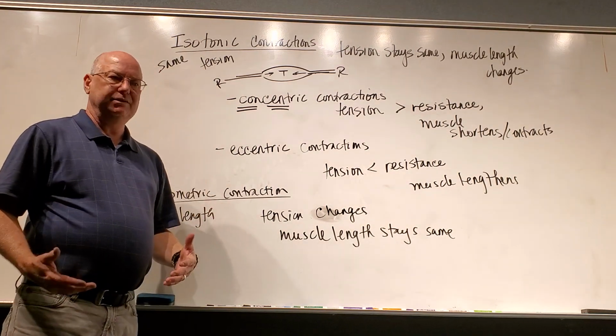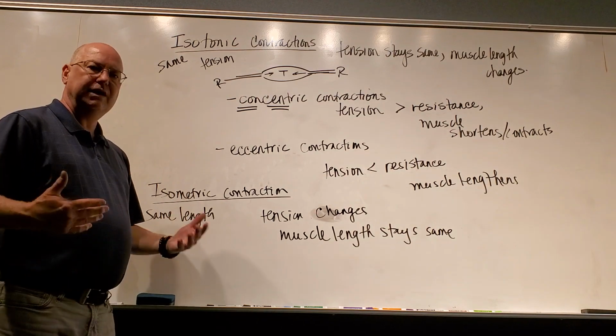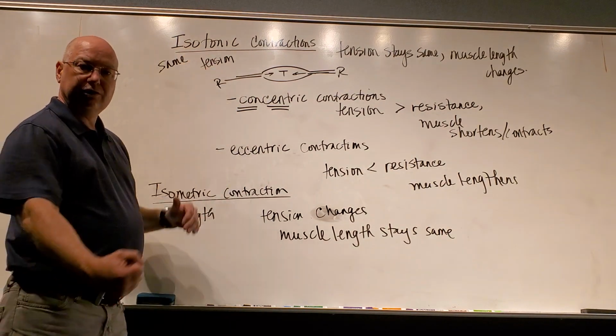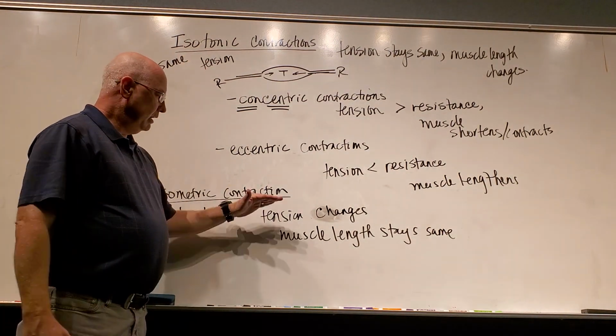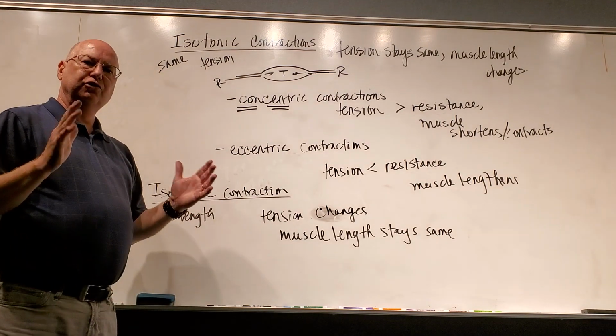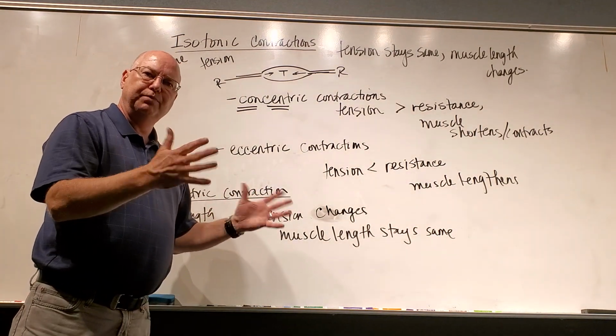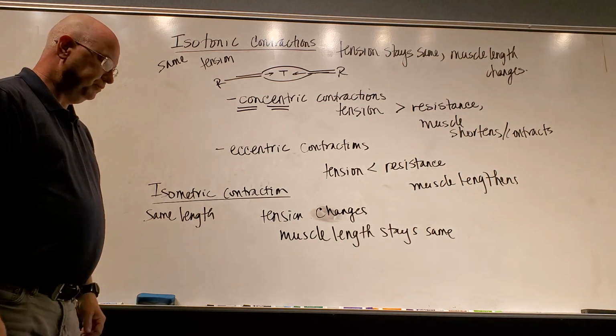That usually happens when we don't get any movement. In isotonic contractions, you see the body moving. In isometric contractions, those are more postural or body position type contractions.